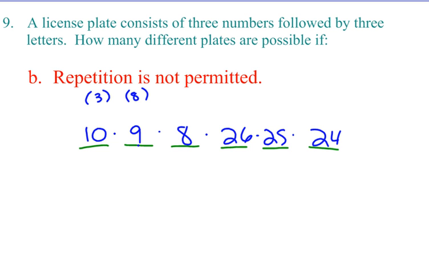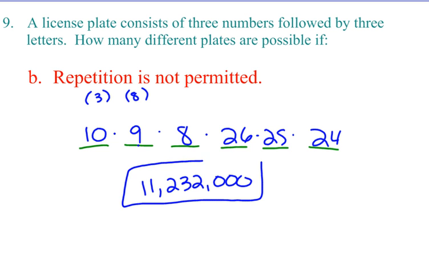So when I multiply those numbers all together, I end up with 11,232,000. So we end up with about 6 million less options if we don't allow repeats on letters and numbers. Which in our state they do allow repeats, because hopefully you've seen vehicles that have double numbers or double letters.